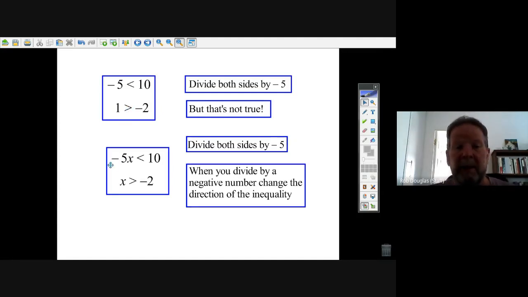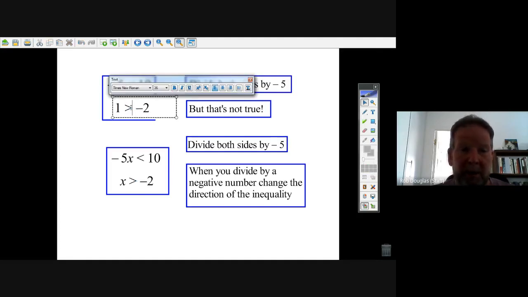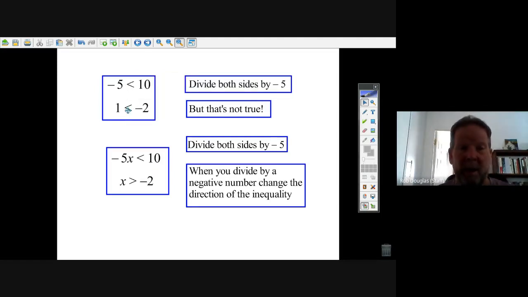So whenever you've got negative 5x is less than 10, if you ever divide both sides by a negative, you've got to remember to change the direction of the inequality. Otherwise, you'll end up with something like this, which is crazy. 1 is less than -2, and that's just not true.